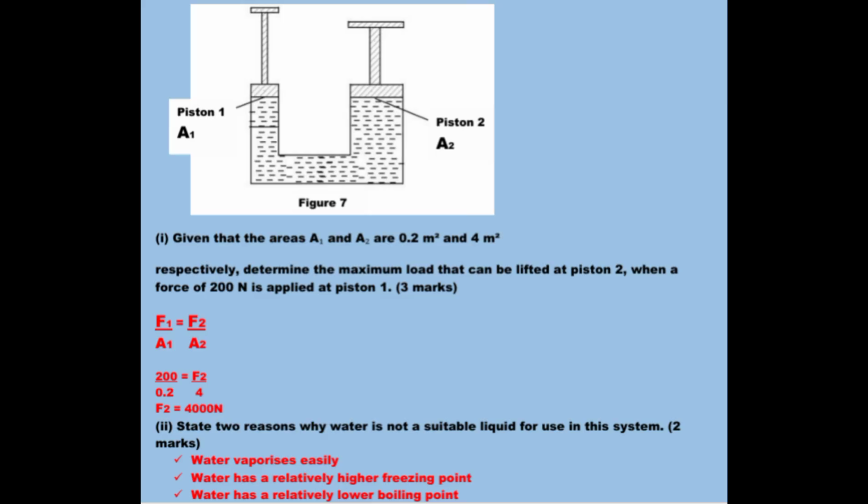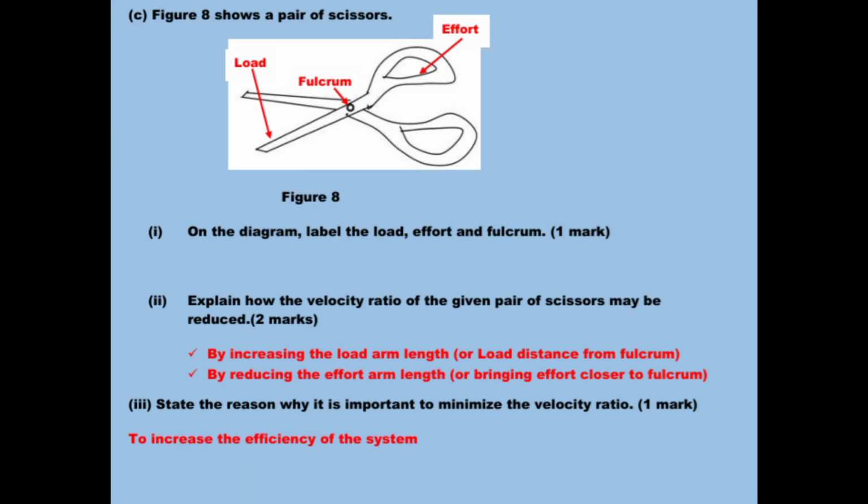C, figure 8 shows a pair of scissors. So we have the load, we have the fulcrum. We are told to label the load, fulcrum and effort, which we have labeled as shown. We have the fulcrum or the pivot, we have the load there, of course, and also the effort where the force is applied. And then the next question is, explain how the velocity ratio of the pair of scissors may be reduced. How to reduce the velocity ratio of this?